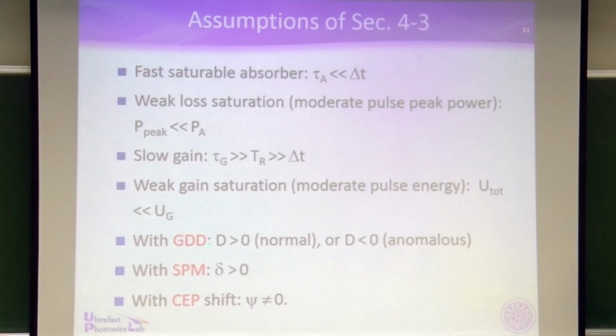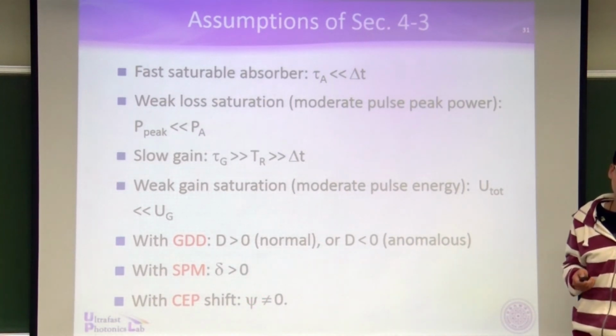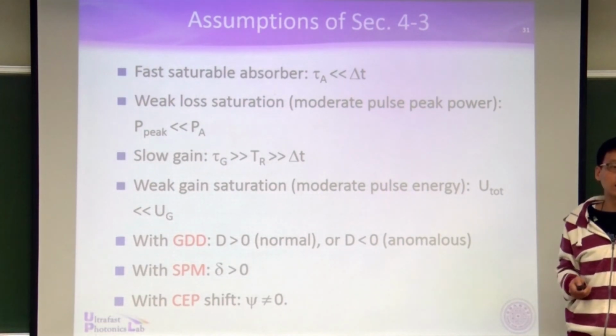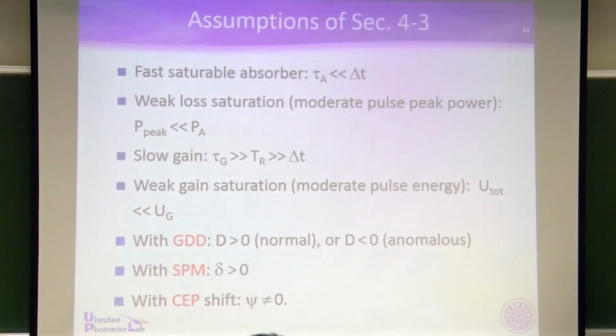Now we assume there is dispersion. The GDD parameter, big D, can be either positive if it is normal dispersion or negative if it is anomalous dispersion. We assume there is self-phase modulation, so delta coefficient is positive. It's always positive, assuming the n2 coefficient is always positive. You might have some non-zero CEP shift, so constant phase shift psi can be non-zero. Okay, so the last three are new, different from the previous case.